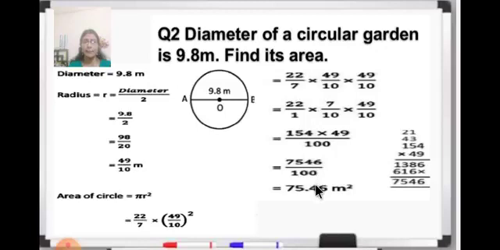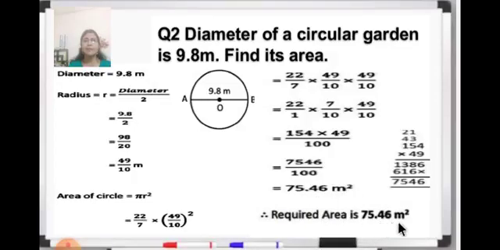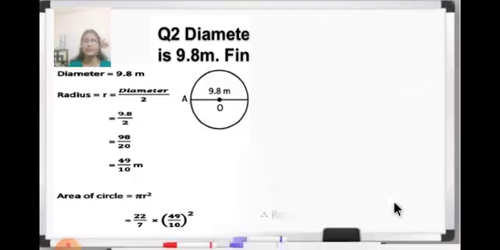7546 upon, now here you see 10 into 10 is 100. And then at the end you can convert it into decimal. So here as it is divided by 100, so the point will be here. So you will get the point after 5. So it will be 75.46 meter square. So this will be your answer. So the required area is 75.46 meters square.